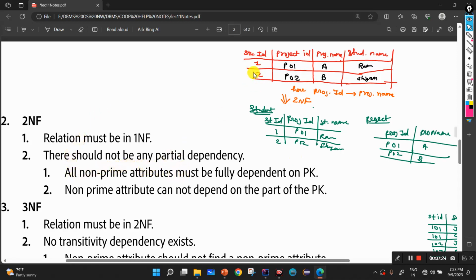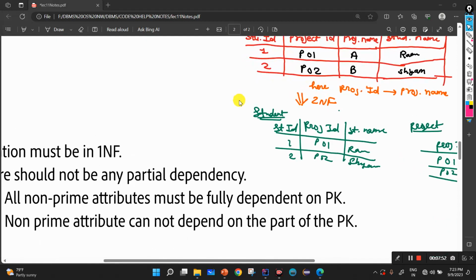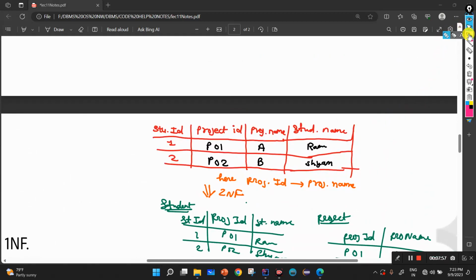So it says all non-prime attributes. Prime attributes are those that uniquely identify the table or the other attributes. They are our prime attributes, and all others are non-prime attributes. So it is saying non-prime attributes must be fully dependent on the primary key. All the non-prime attributes are dependent on our prime attribute. Okay, so let's see. There is a table. Let's see whether there is any existing problem or anomaly.